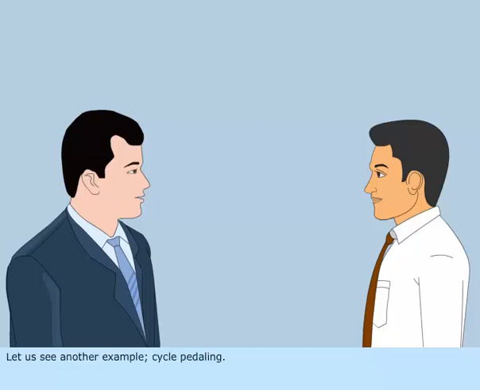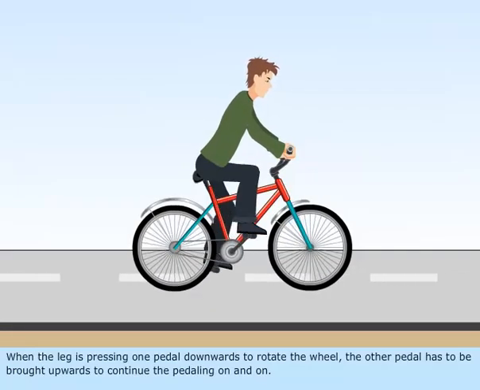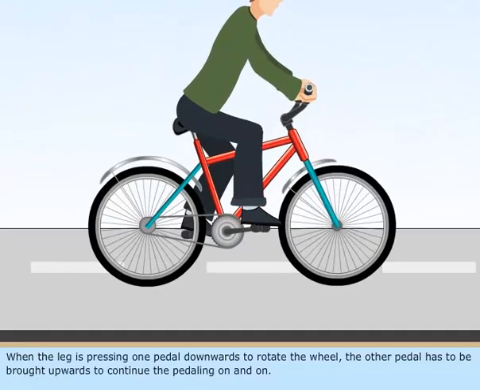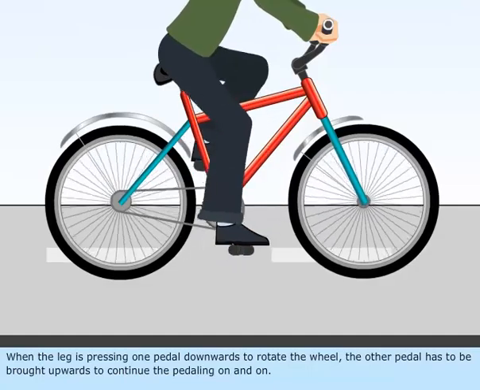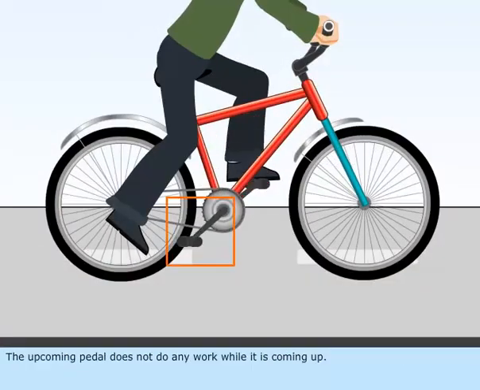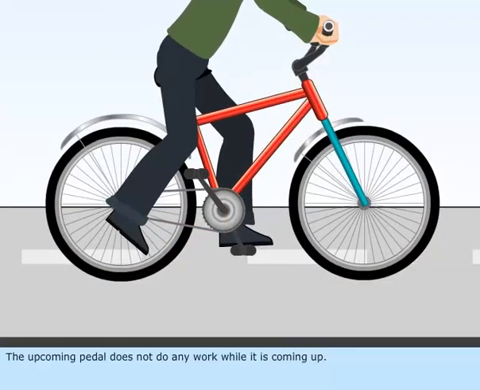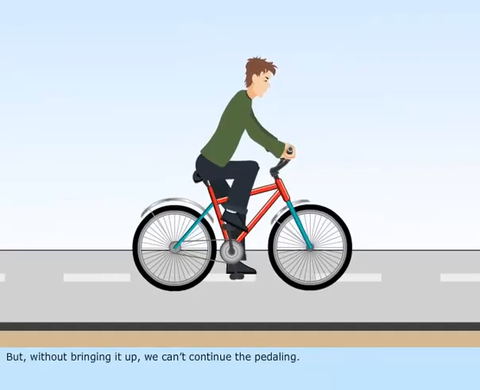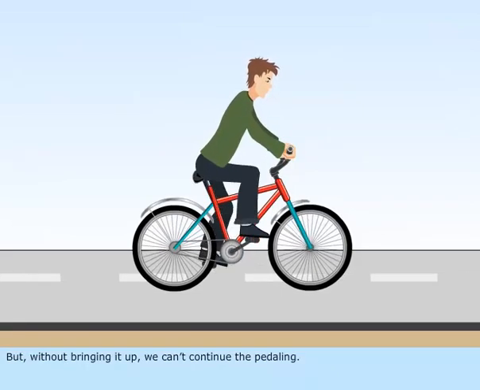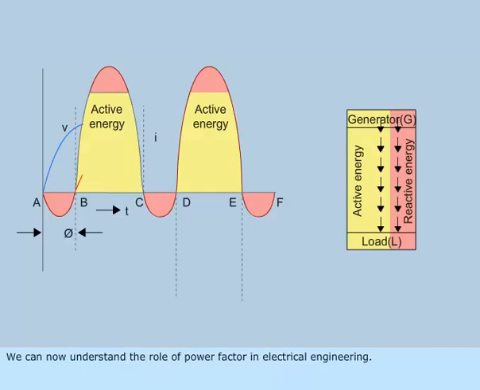Let us see another example. Cycle pedaling. When the leg is pressing one pedal downwards to rotate the wheel, the other pedal has to be brought upwards to continue the pedaling on and on. The upcoming pedal does not do any work while it is coming up. But without bringing it up, we can't continue the pedaling. We can now understand the role of power factor in electrical engineering.